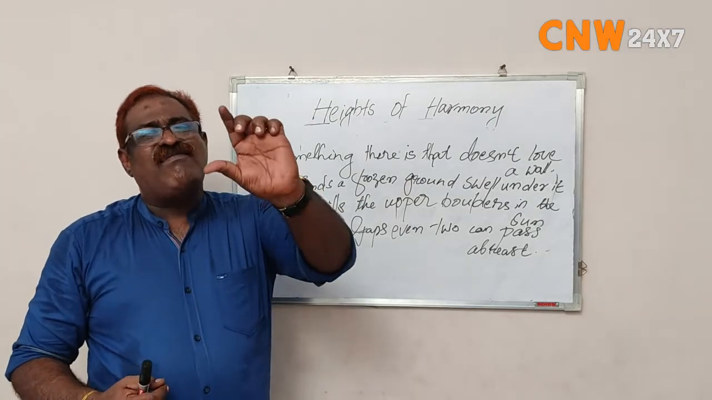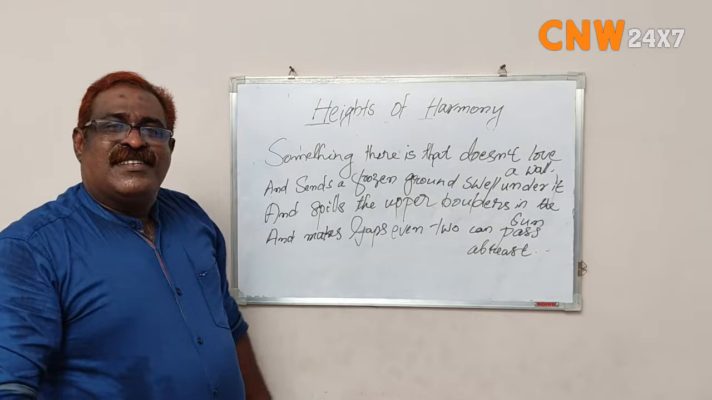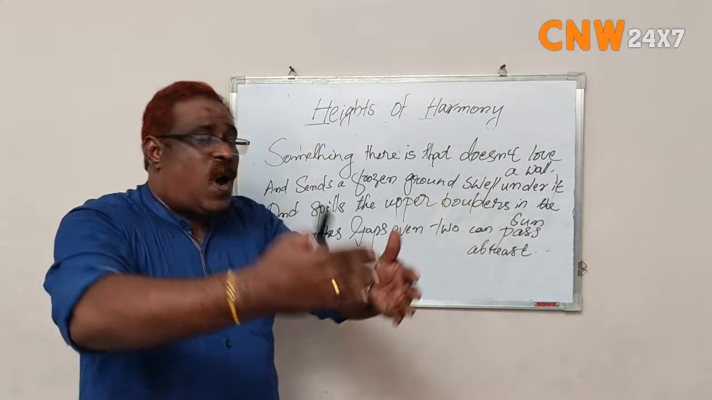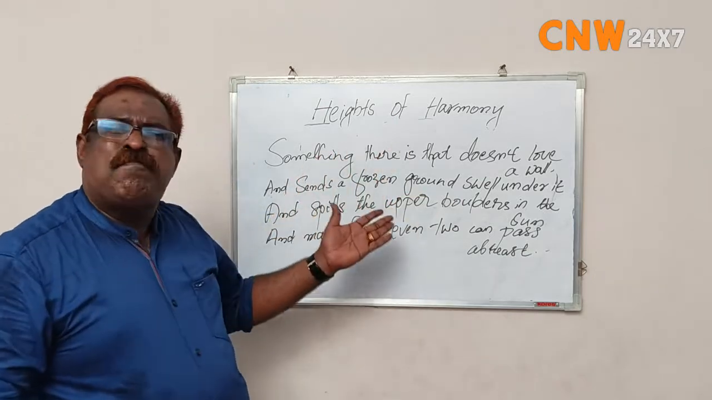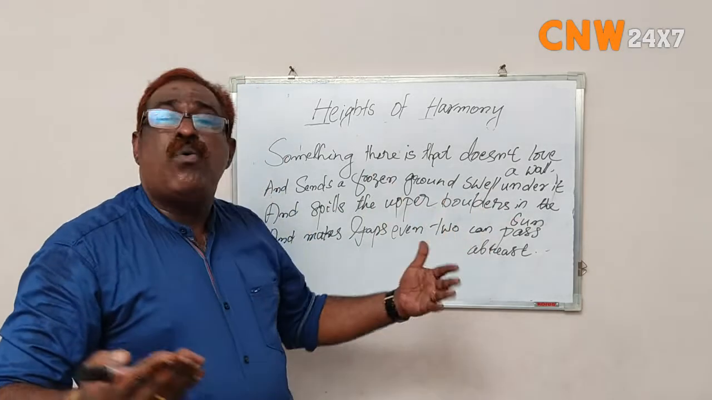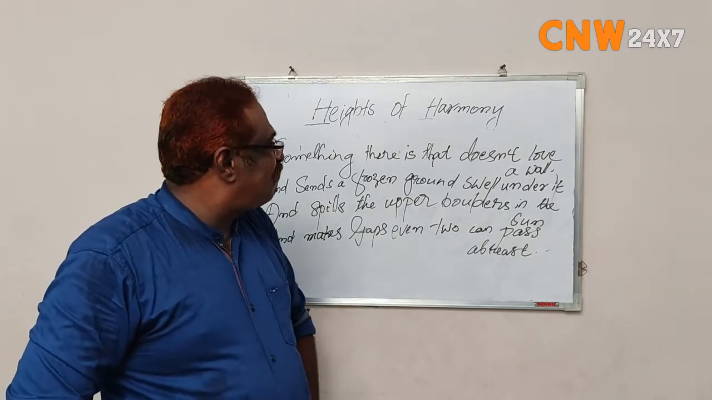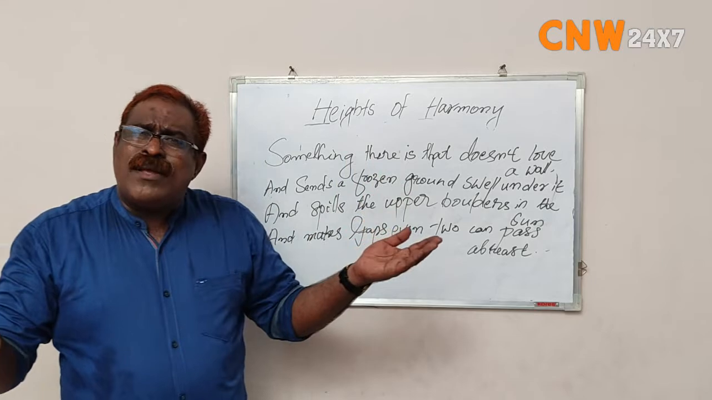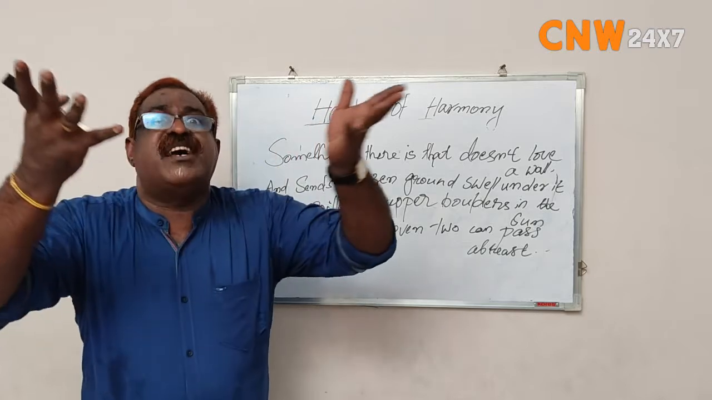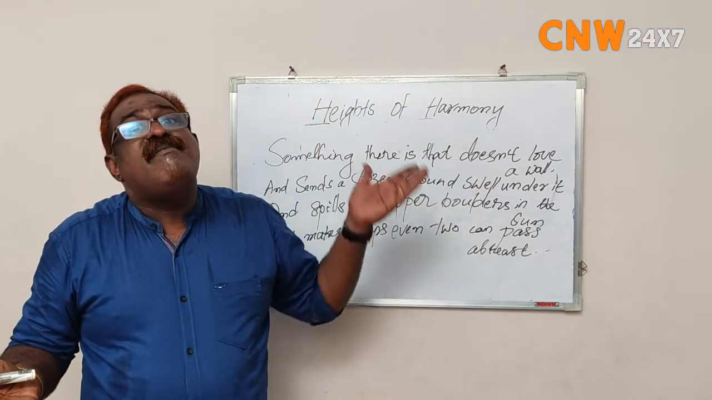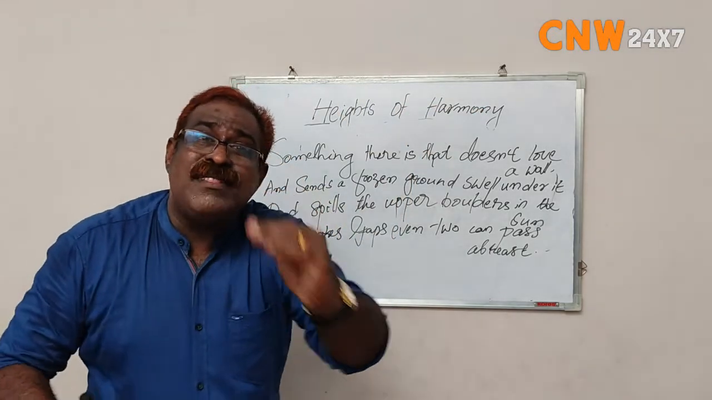So the first four lines of the poem Mending Wall by Robert Lee Frost say that something there is that doesn't allow a wall, and the frozen ground swells under it and spills the upper boulders in the sun, and it makes gaps even two can pass abreast. In the first line itself there is something mysterious. Even the poet doesn't say what that something is that doesn't love a wall.